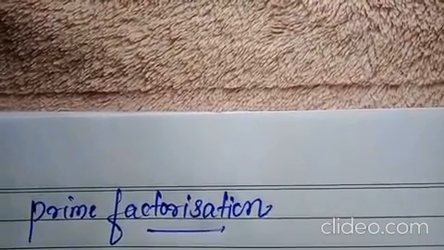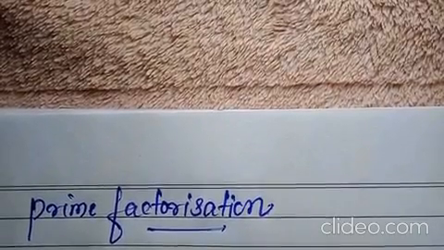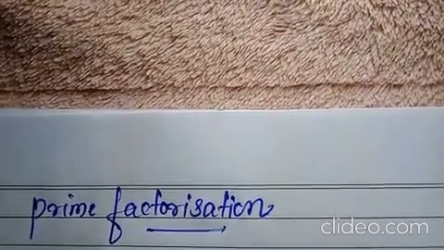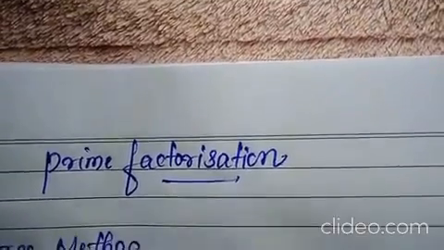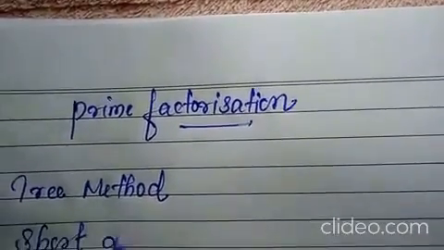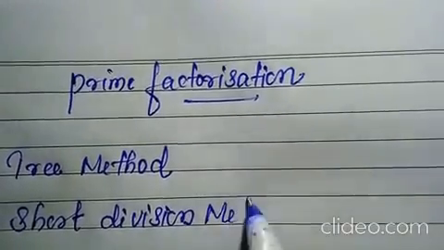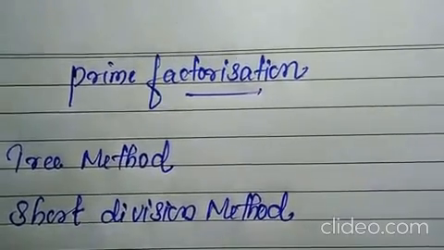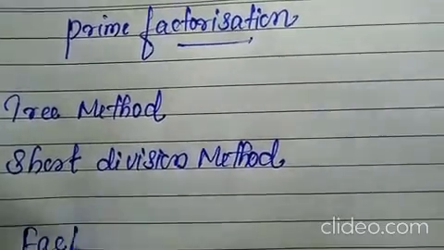Next, we are going to study prime factorization. There are two ways we can do prime factorization. The first method is the tree method, that is the factor tree method. And the second method is the short division method. The first method is the factor tree method and the second is the short division method. Now we are going to study the first one, the factor tree method.